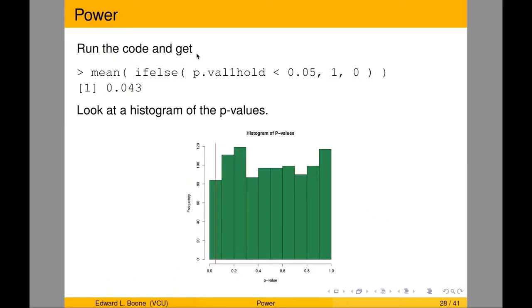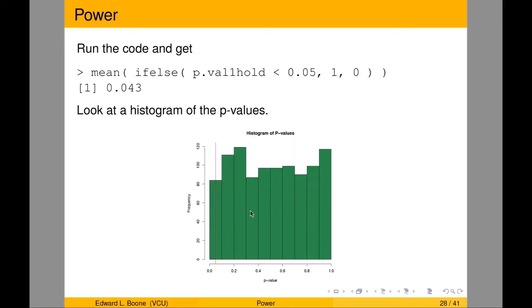Okay, so if I run the code, and I think I put in here that N1 was 20, here I get 0.043. And this is a histogram of the p-values. I can look at that as well.